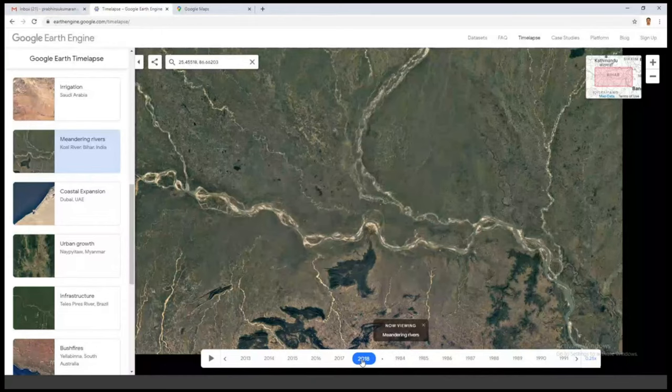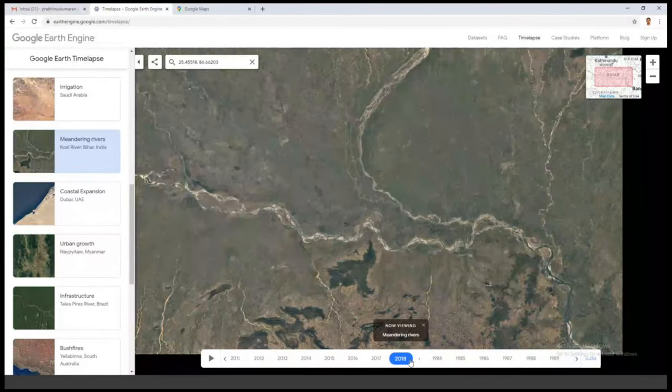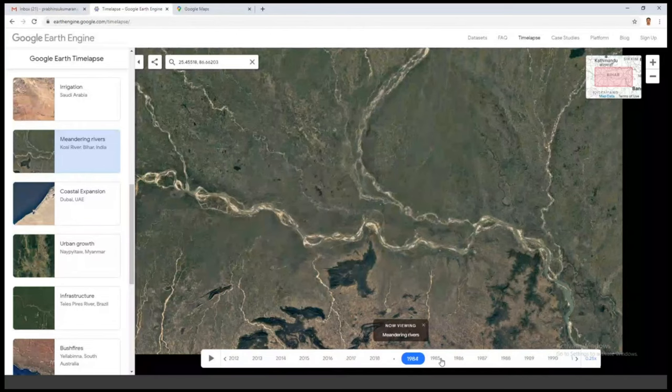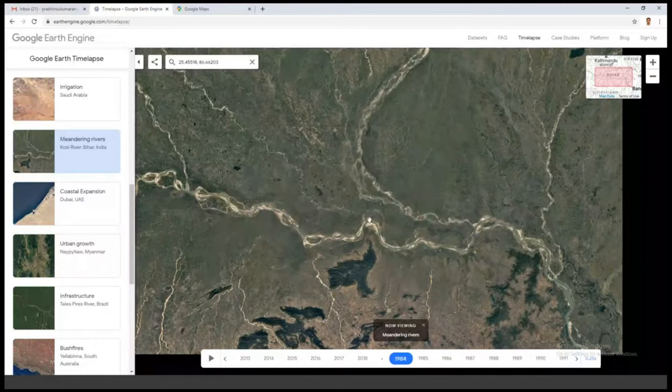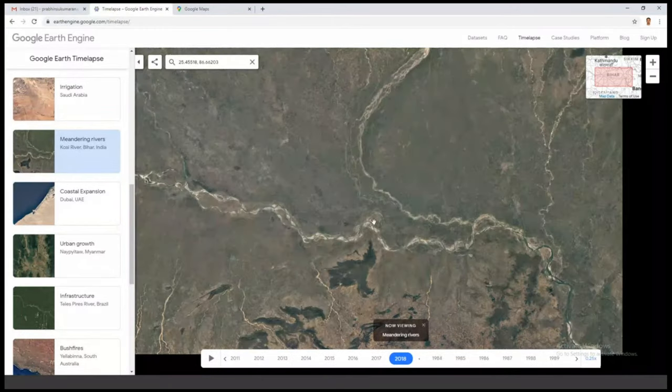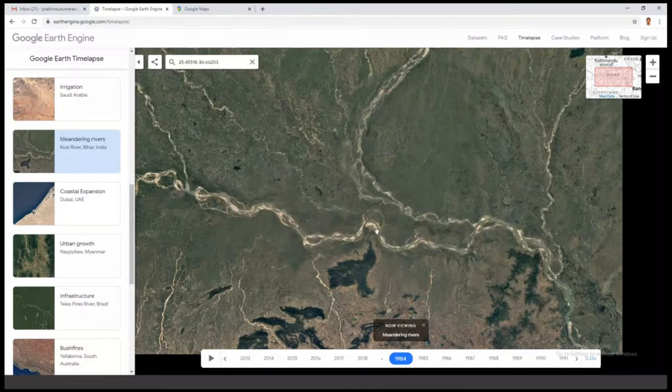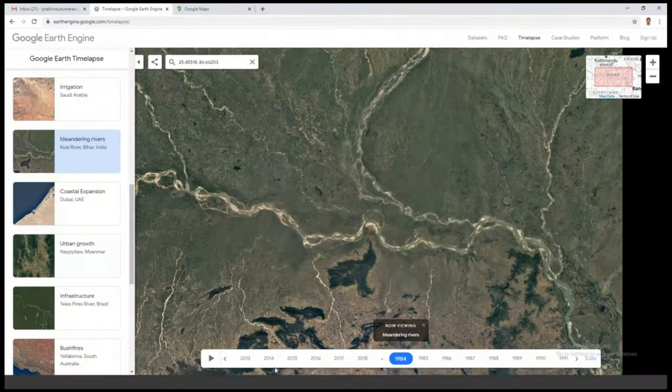And in 2018, you can see that there is a lot of change in the path of the river. See, look at here. This is one point bar in 1984, and this is now detached, and there is a new channel which formed. See, the river was flowing in only a single channel. Now in 2018, you see that it is flowing in different channels. So a lot of changes are actually happening in the river.